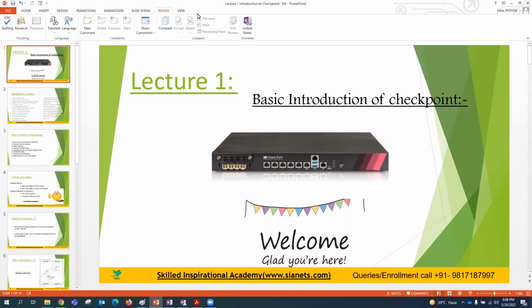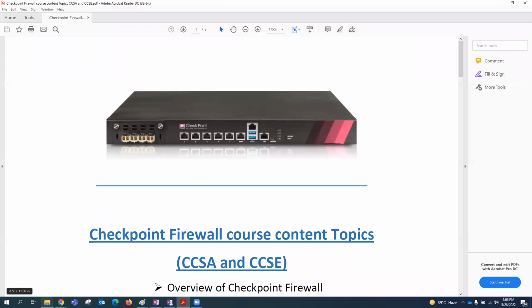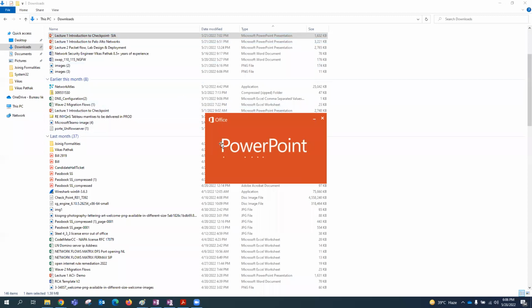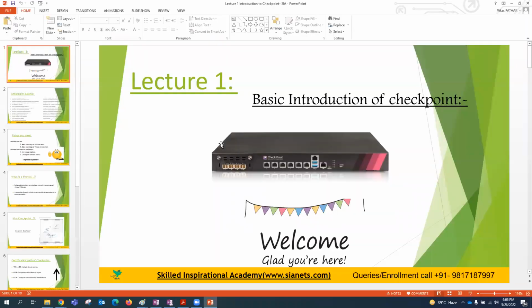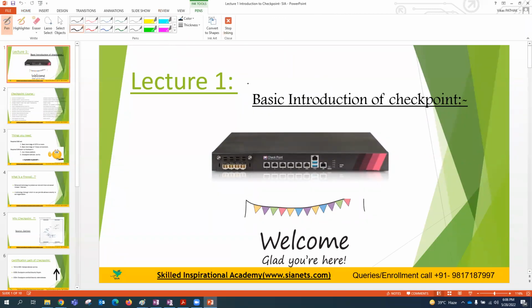Today we are going to have a demo session for the Checkpoint firewall, and we'll be having some glimpse of our course, which we'll be discussing in very detail. It's an integrated batch, CCSA and CCSE. So we'll be having a discussion on Checkpoint from very basics to the advanced level. You'll feel that slowly and gradually you'll be reaching the top level of Checkpoint.